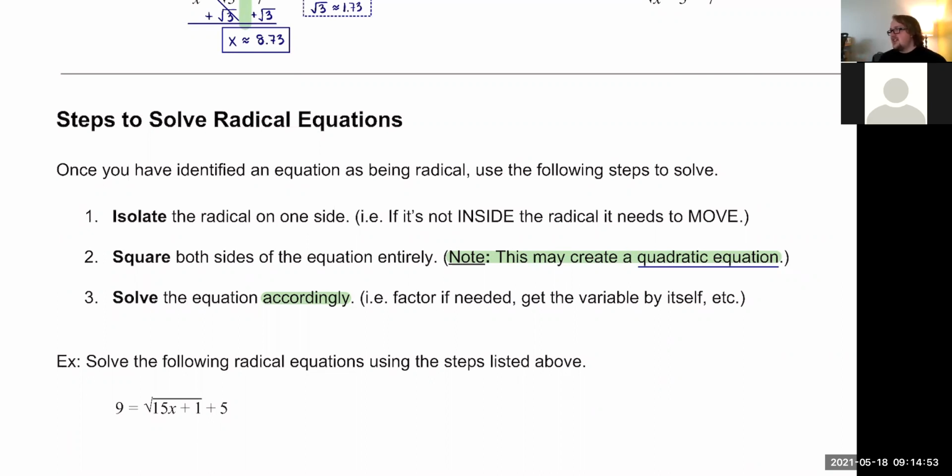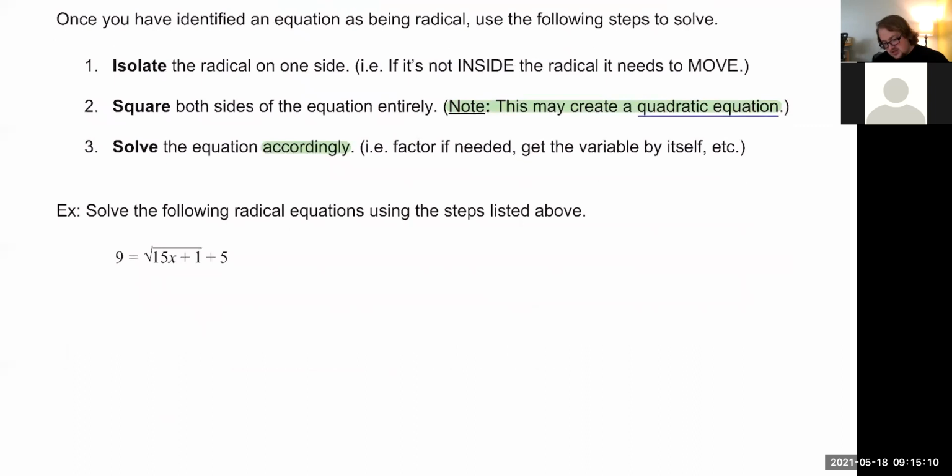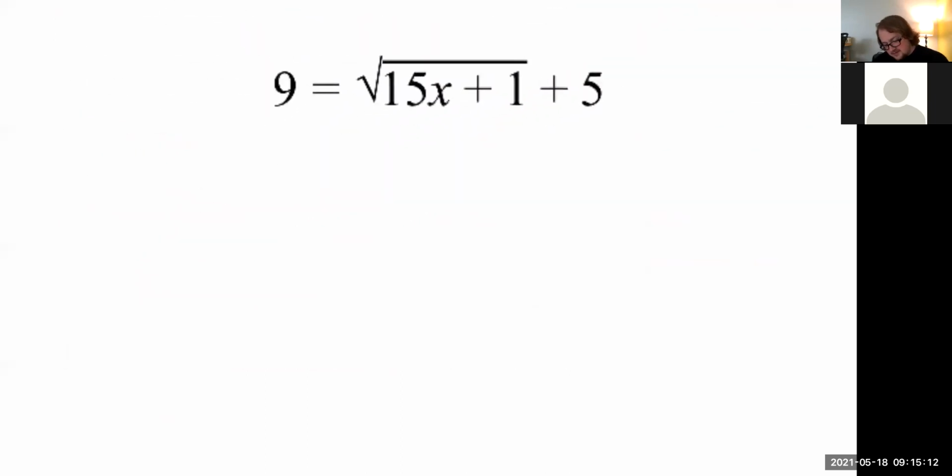There are other scenarios out there which we'll try to avoid. These will be the most common. It'll either turn quadratic or turn linear, and we're going to consider both scenarios. So just to practice these steps, we have a problem here solving the radical equation using the steps listed above.